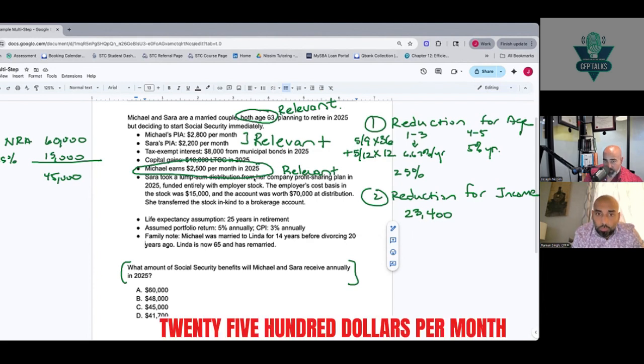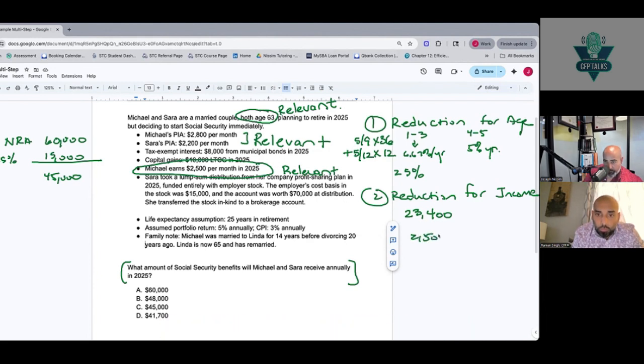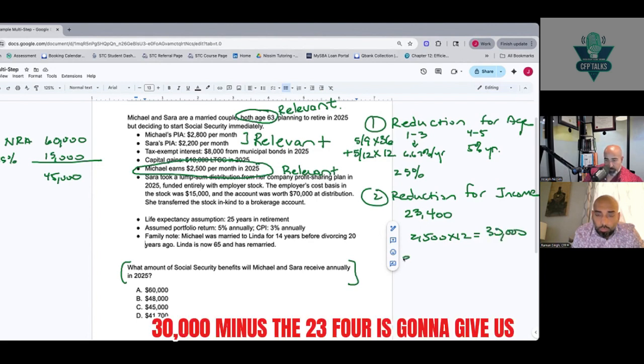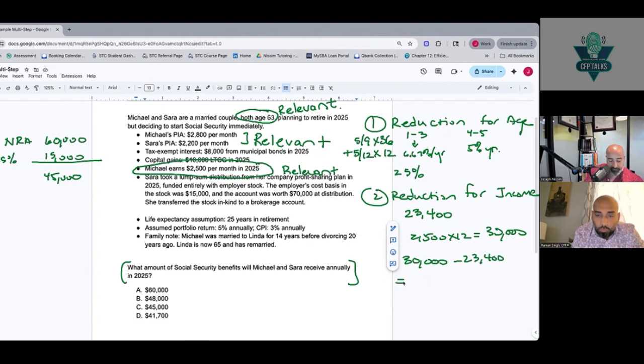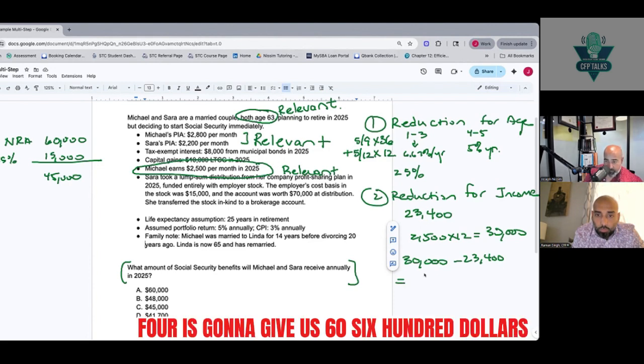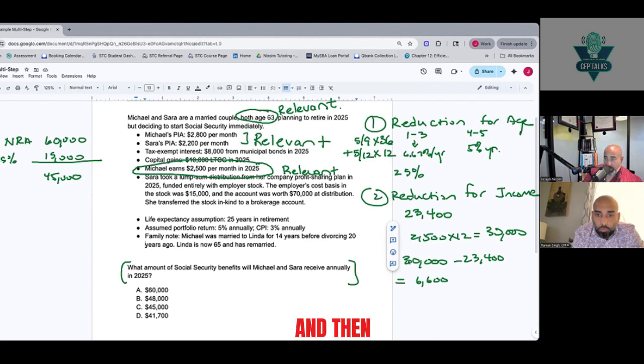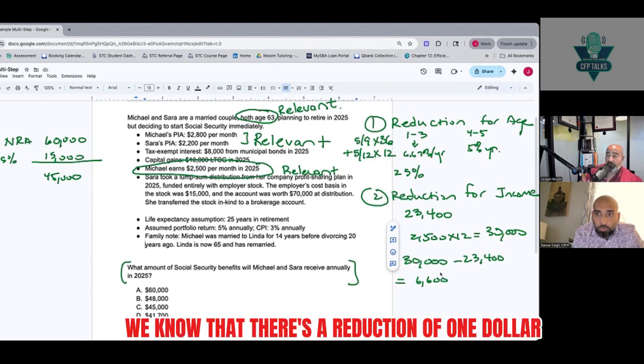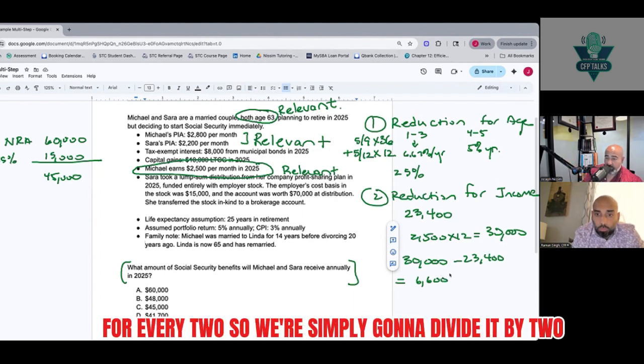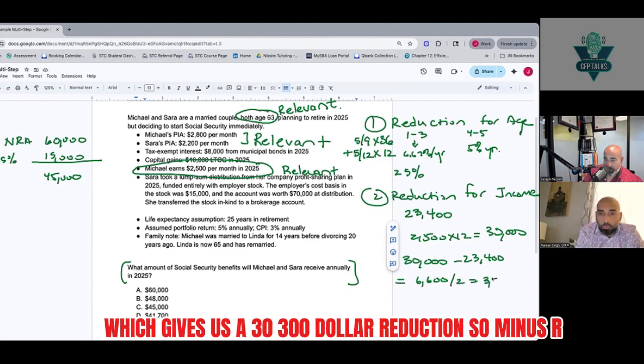$2,500 per month times 12 months is 30,000. 30,000 minus 23,400 is going to give us $6,600. And then we know that there's a reduction of $1 for every two. So we're simply going to divide it by 2, which gives us a $3,300 reduction.